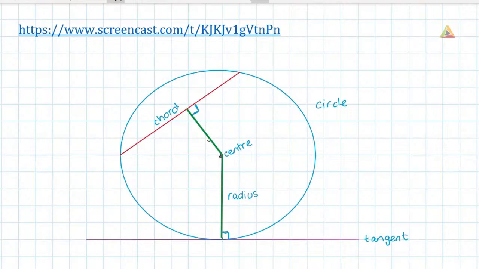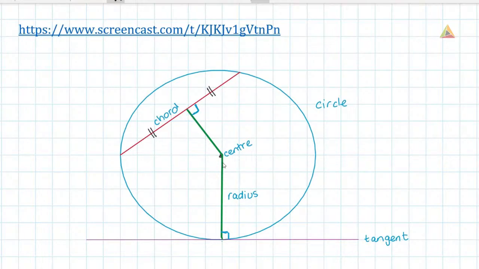So this distance here is called a perpendicular because it makes a right angle with this chord and it's coming from the center. And when we have a perpendicular from a center to a chord, our theorem tells us that the chord is bisected. So that means that distance there is equal to that distance there. So we divide the chord exactly in half whenever we have a perpendicular coming from the center.